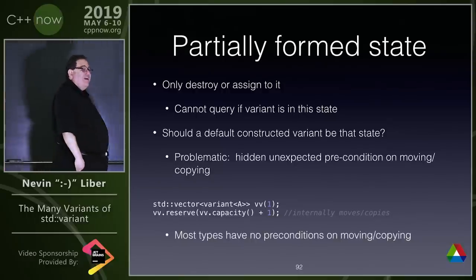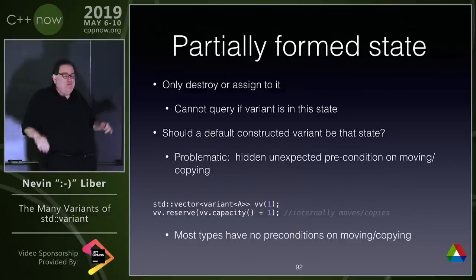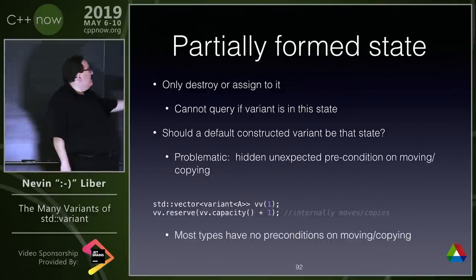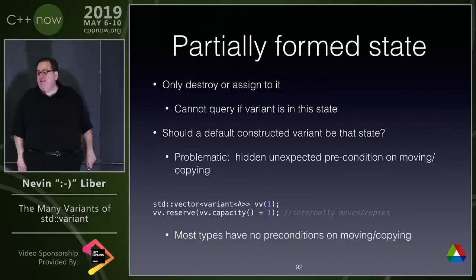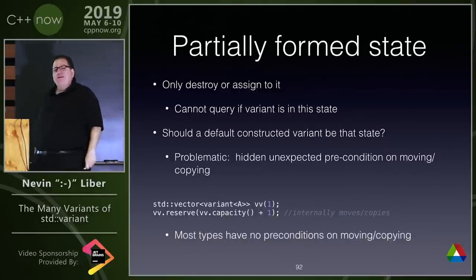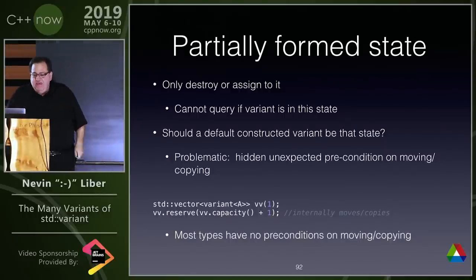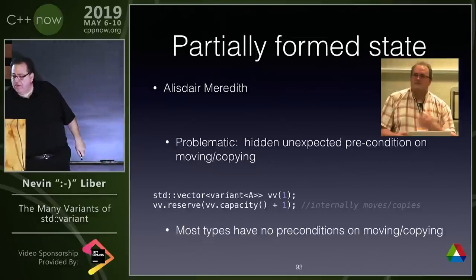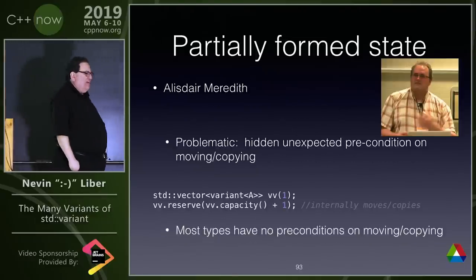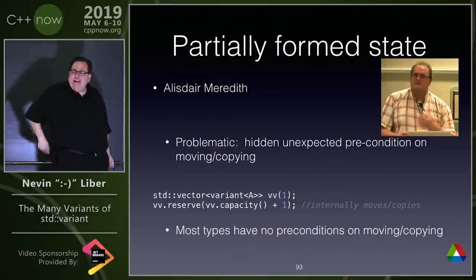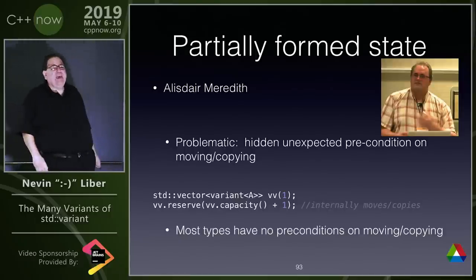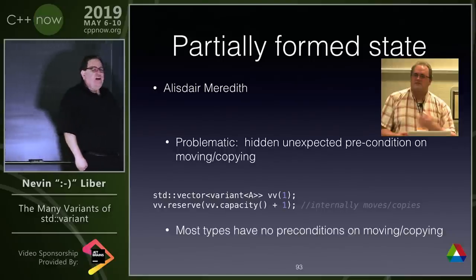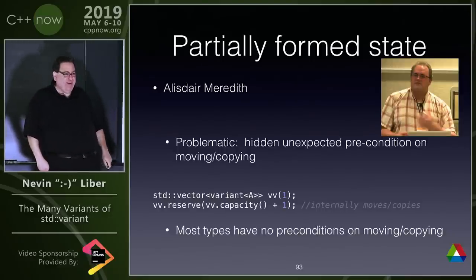It's more than a partially formed state because, spoiler alert, we're going to get there. But we can only destroy or assign to it. We couldn't initially query it. And this is actually somewhat problematic. Alisdair, I think it was in Jacksonville, is the one who really hammered in why this is a problem, because it adds an unexpected hidden precondition on copying and moving.